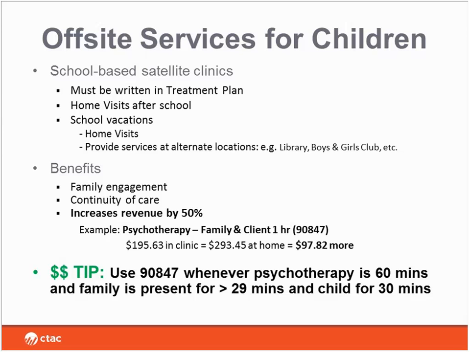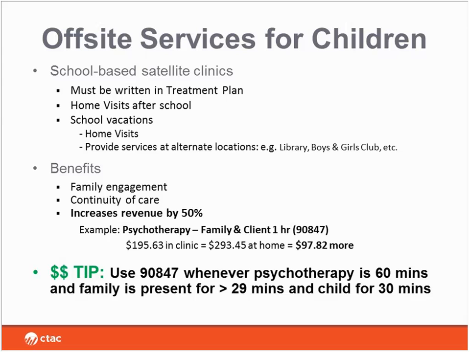Write it in the treatment plan. It needs to be documented. It's very easy to show that you need to provide continuity of care. Do a home visit, and off-site services pay 50% higher. If the family is there and you do a home visit for an hour, that's a 90847.